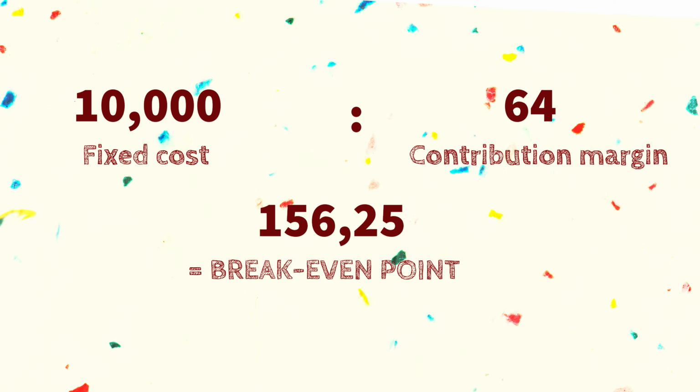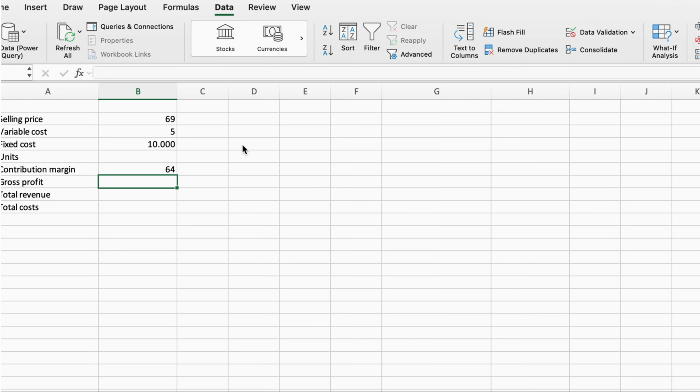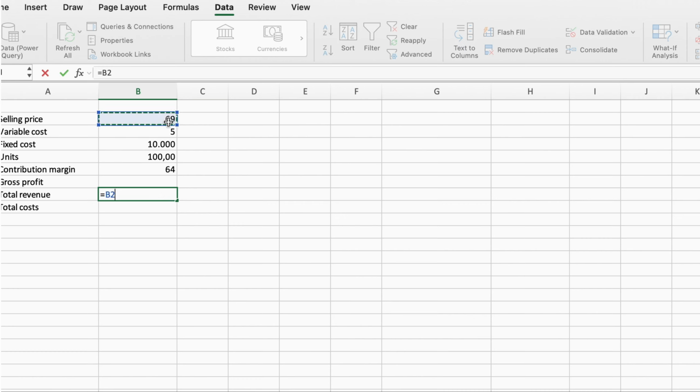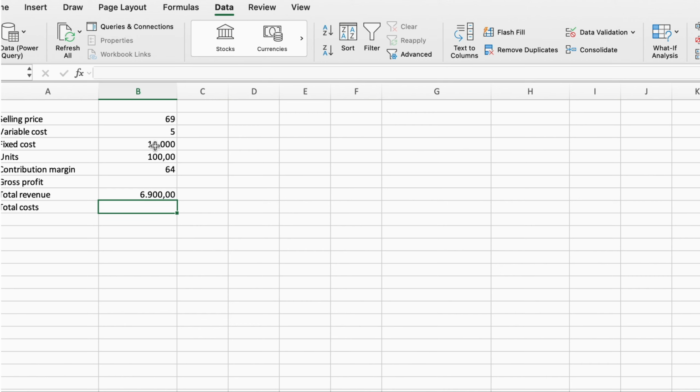First, I will assign all the cells, and you can see here. I'm going to assume that the selling units are 100. To calculate the total revenue, I take the selling units multiplied by the selling price, and that will be 6,900. The total cost is the selling units multiplied by the variable cost, plus the fixed cost, and that would be 10,500. We then get a loss of 3,600, simply by taking the total revenue minus the total cost.